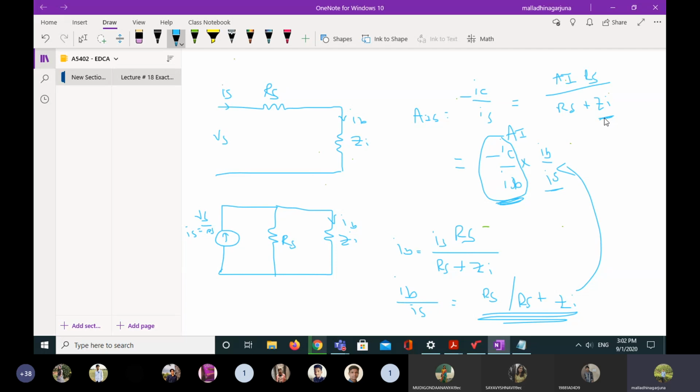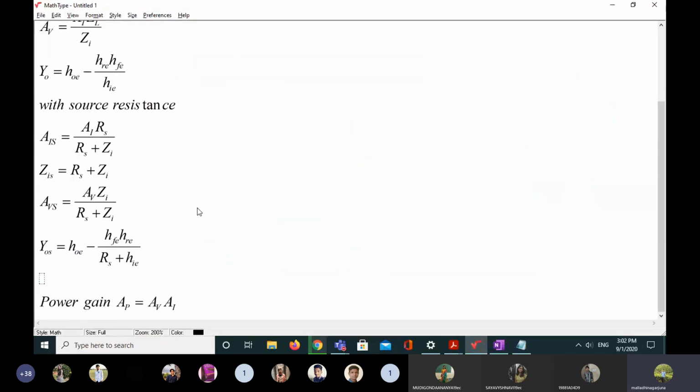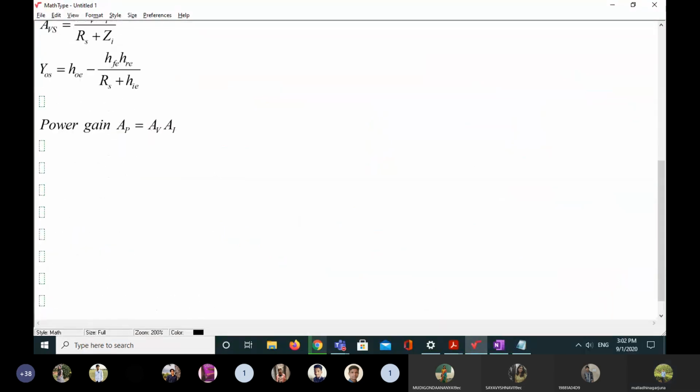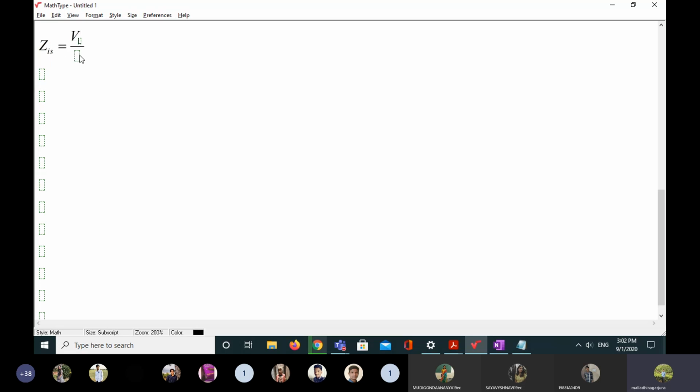There I didn't find any probable way to write it in the form of ZI. It is very easy for me to write in the form of RS plus HI only, because that is the way I derived it. Okay, I will tell you. For example, if you take ZIS, what will that be? That is VS divided by IS.